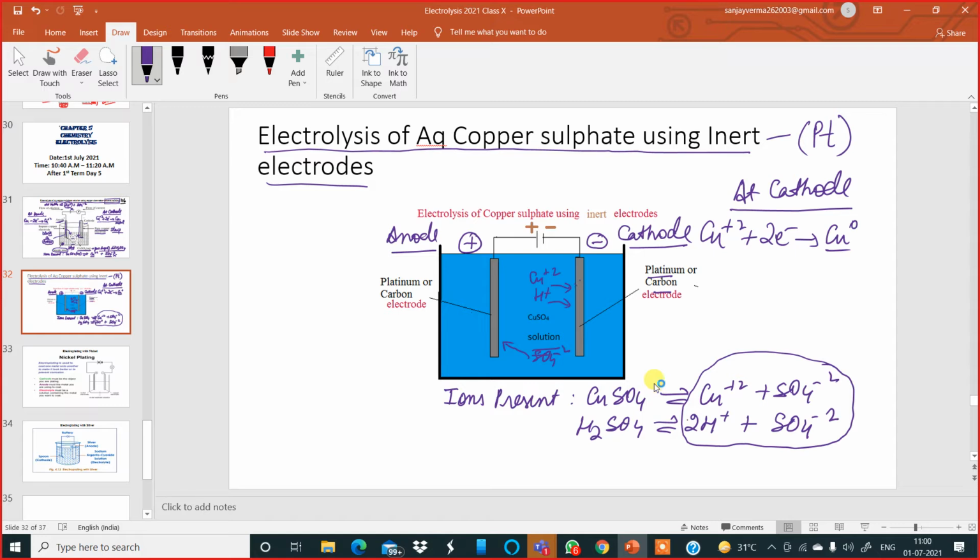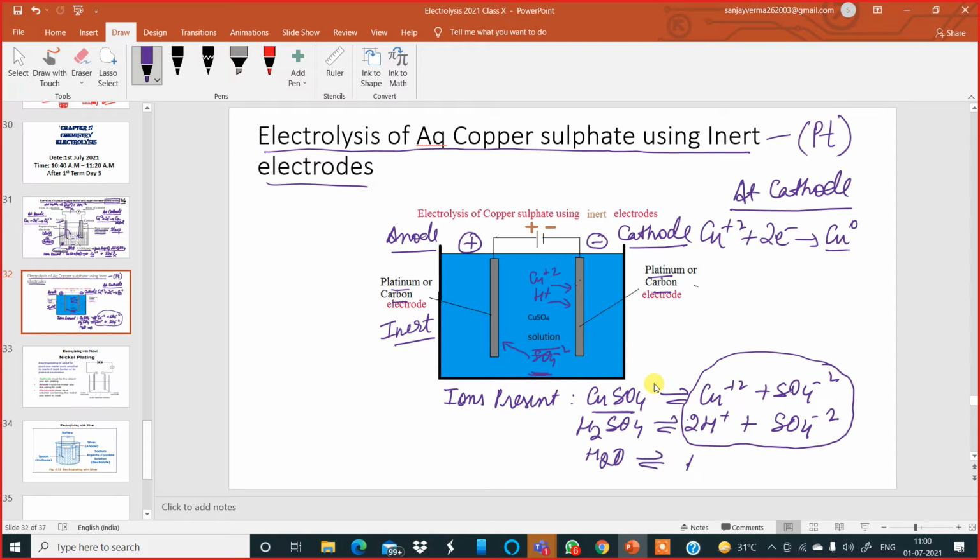Now at the anode side, the sulfate ion will go to the anode. Here, since the anode is made of platinum or carbon, which is an inert electrode, it will allow the discharge of sulfate ion at the anode. But please note that we have used water to prepare the solution of copper sulfate, so water is also there.